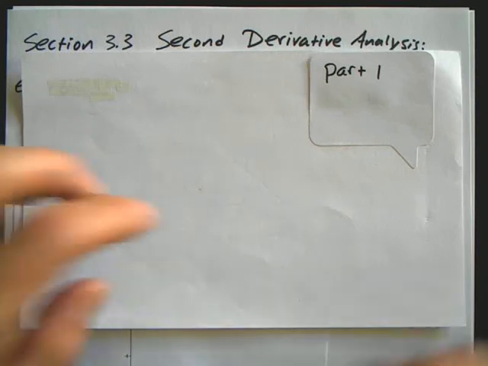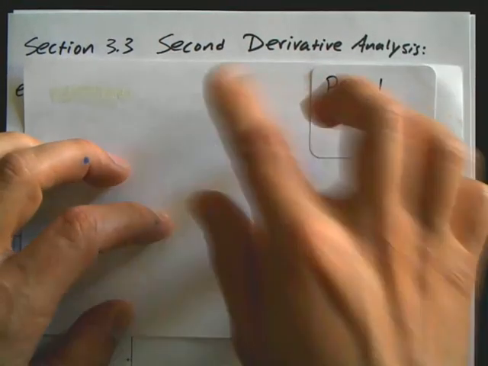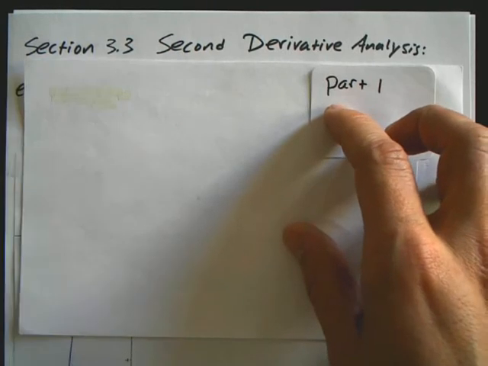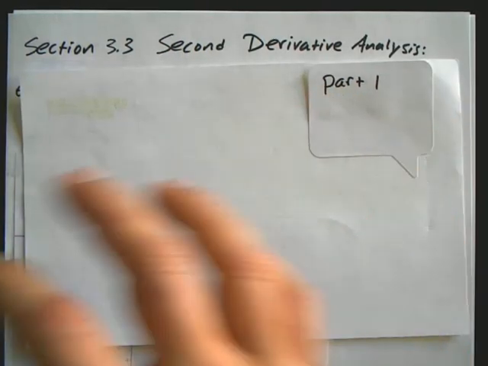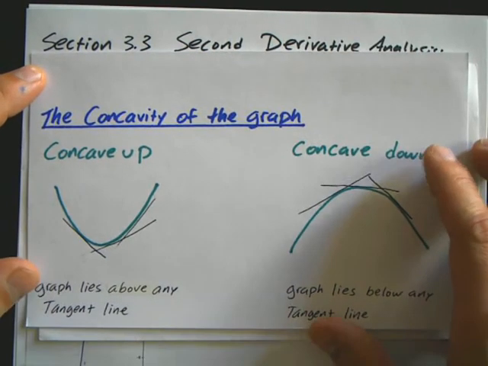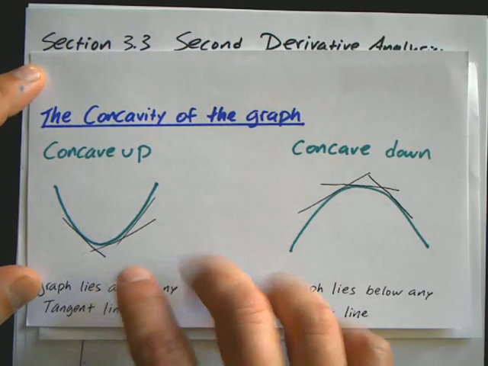This is 3.3 part 1, analyzing the second derivative. So we're going to be looking at what the second derivative tells us about the graph of a function. The second derivative deals with something called concavity. And concavity, if this is the graph of the function, is basically the shape of it.